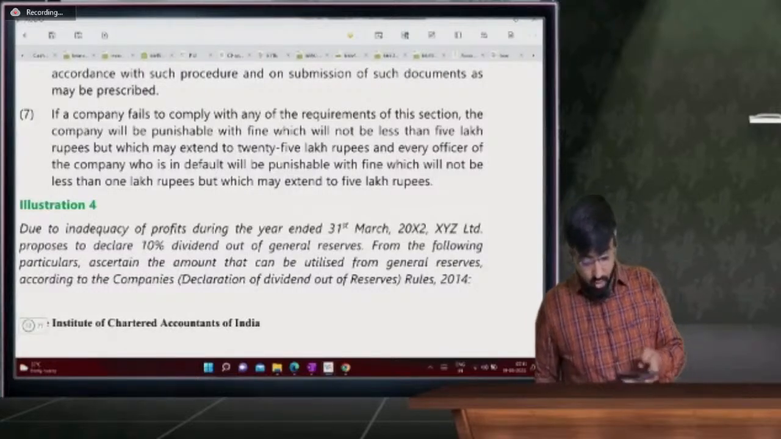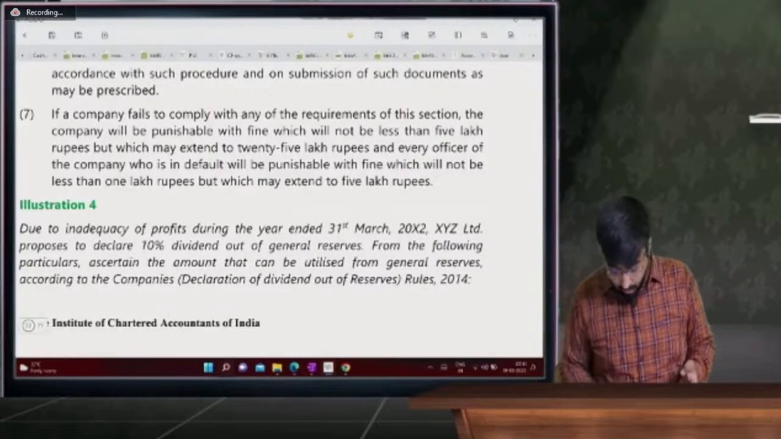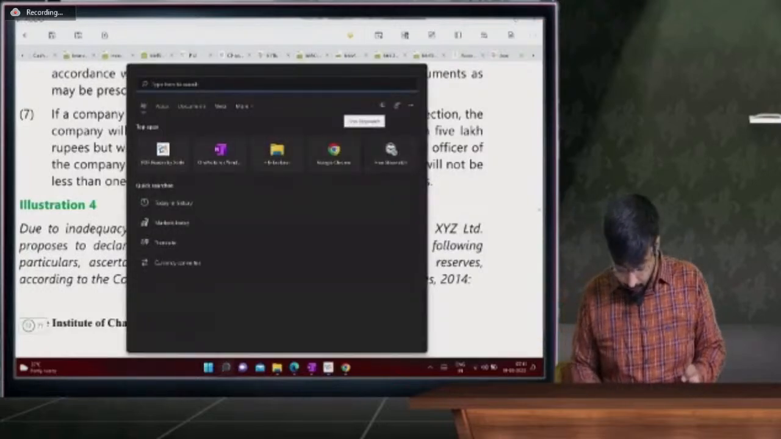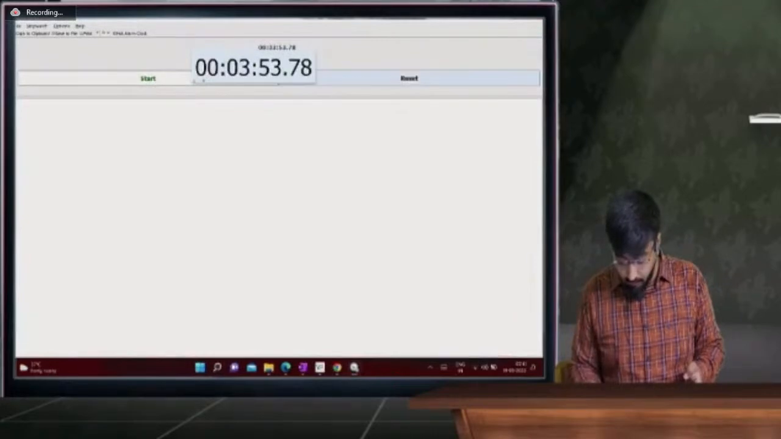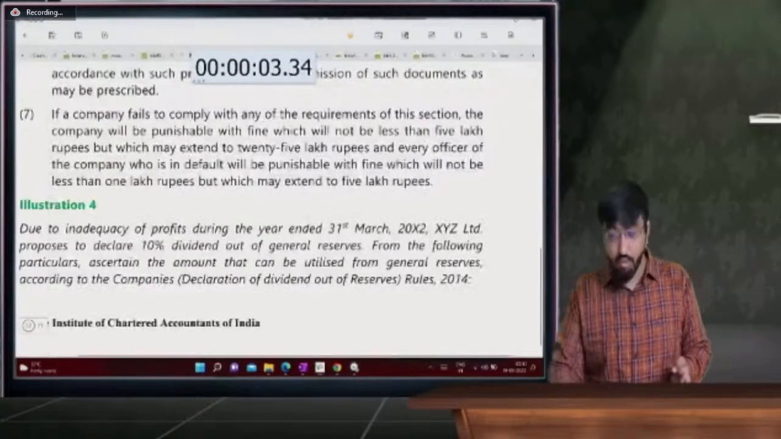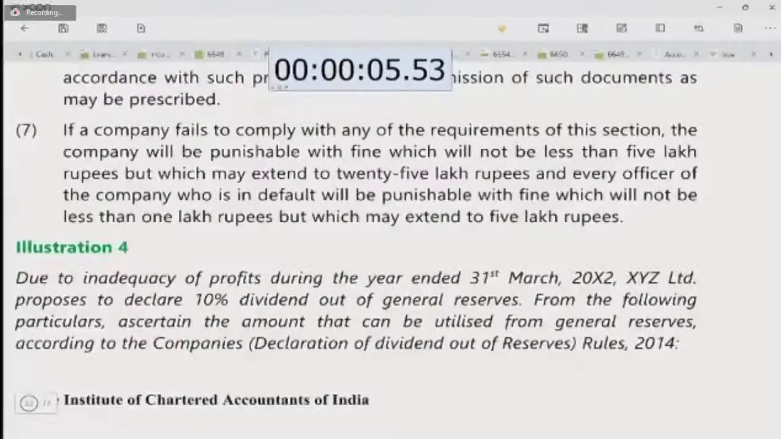Okay, let's go. So I am giving you exactly 5 minutes to solve illustration number 4. Come on, solve it fast, quickly. Illustration number 4.